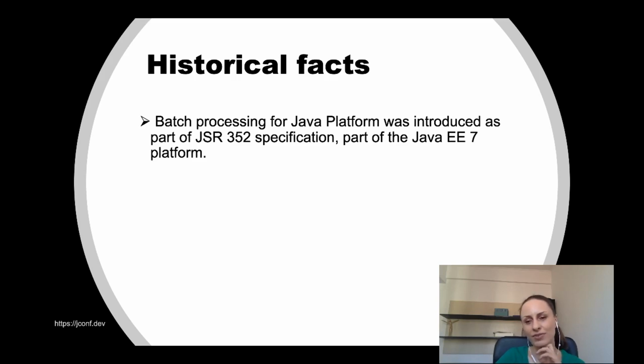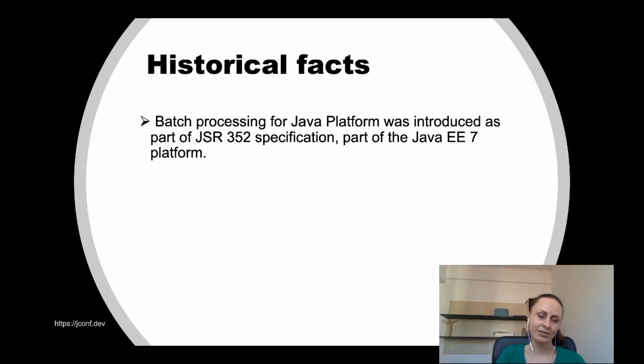Also, some historical facts that I want to share with you. Some of you might be aware, some of you might not be aware, that batch processing was introduced as part of the Java EE 7 platform within the JSR 352 specification. And it meant quite a breakthrough at the time and nowadays, because it defined the programming model for batch applications plus a runtime and how to run and manage the batch jobs.